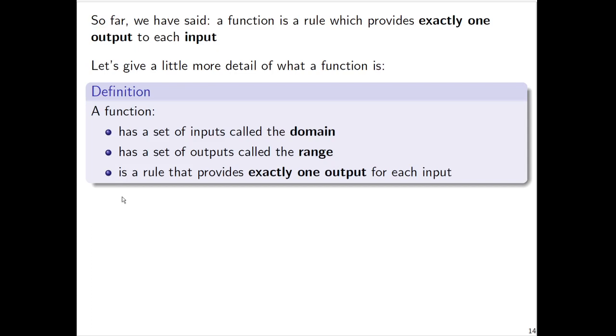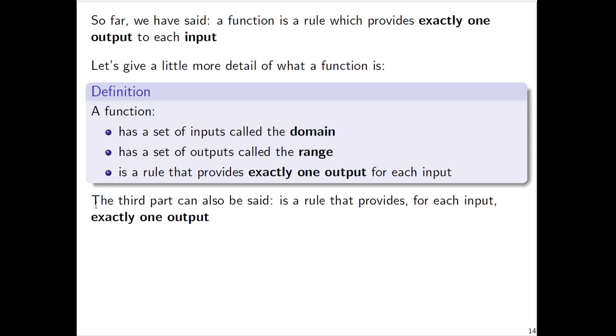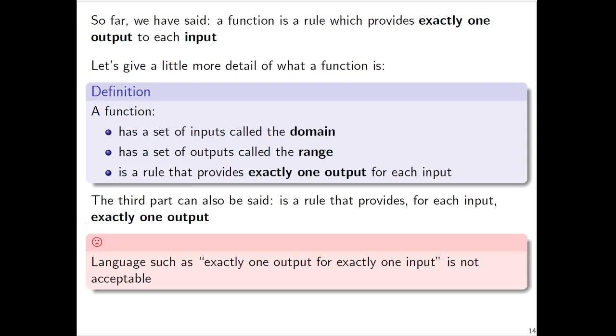So there's that same language from earlier, exactly one output to each input. The third part can also be said a slightly different way. You can say, is a rule that provides, for each input, exactly one output. You'll notice still the phrase exactly one output. Those three words are still right next to each other. By the way, language such as exactly one output for exactly one input is not acceptable. This is people trying to have it both ways. It's got to be that each input leads to one output, or to exactly one output.